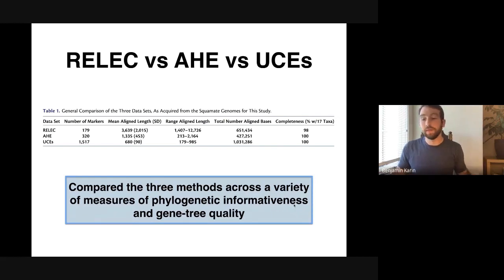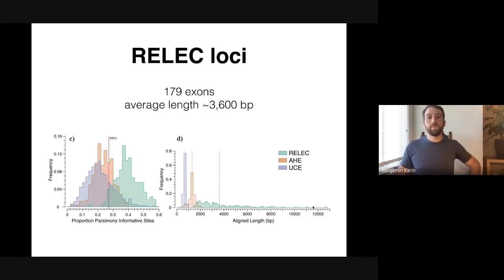So we compared them using different methods for different measures of phylogenetic informativeness and gene tree quality. First, you can see a general comparison of the length of the loci in each data set. RELIC is in green, anchored in orange, and UCEs in purple. You can see RELIC genes go from about 1,500 bases all the way up to almost 13,000. Some of them are really, really long.